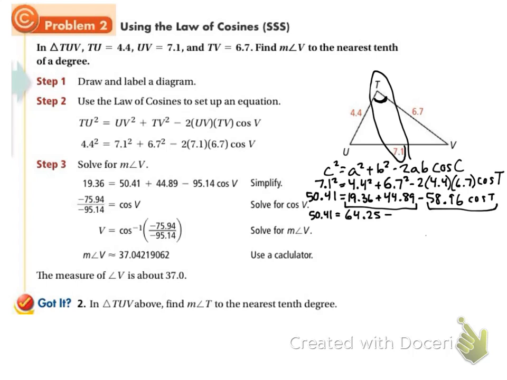I've got the subtraction sign between them, and I can't combine this other one over here, so I'm just going to leave it as 58.96 cosine t. So I'm trying to solve for t, so this is going to take a little bit more work than the last problem did. I need to get t alone.